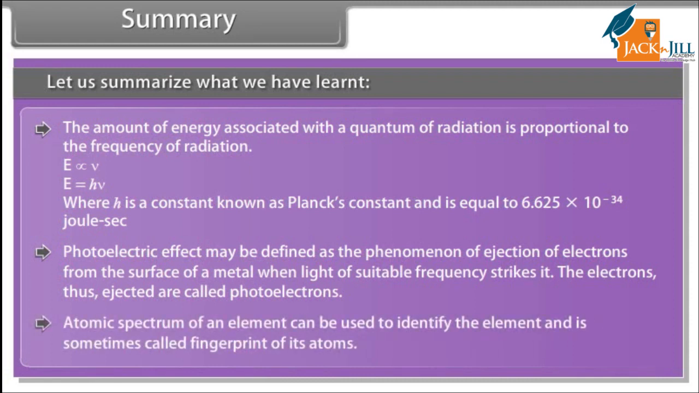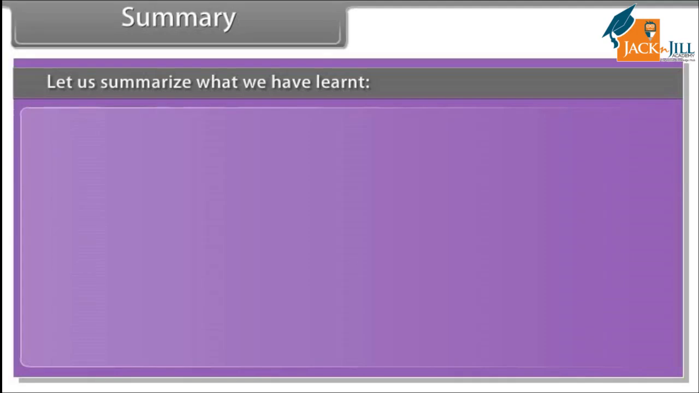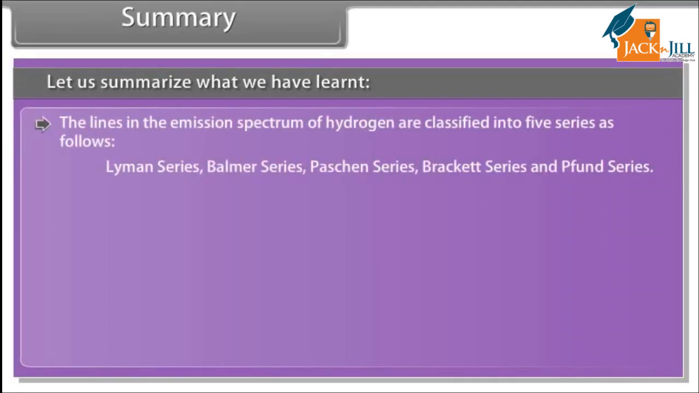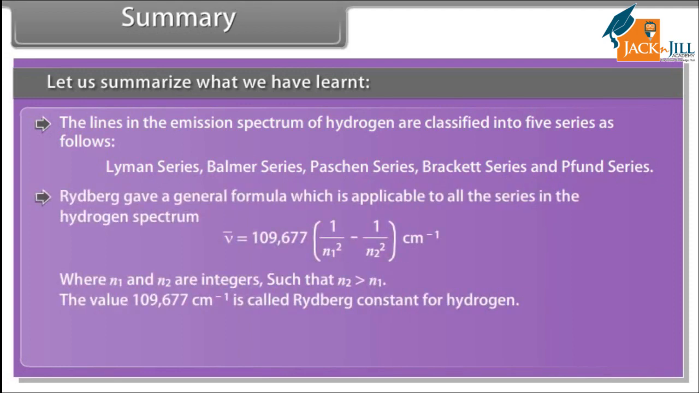The atomic spectrum of an element can be used to identify the element and is sometimes called the fingerprint of its atom. The lines in the emission spectrum of hydrogen are classified into 5 series as follows: Lyman series, Balmer series, Paschen series, Brackett series, and Pfund series. Rydberg gave a general formula which is applicable to all the series in the hydrogen spectrum. The value 109677 per centimeter is called the Rydberg constant for hydrogen.